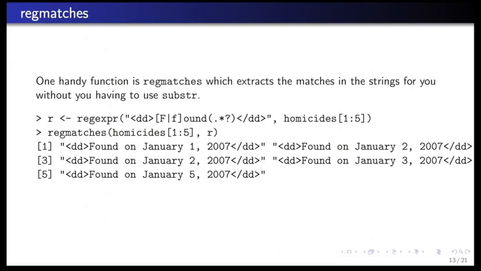Here I'm just using the first 5 elements, and I take the output from regexpr and just pass it to regmatches. And now it automatically extracts out the strings that I wanted. Okay, so that's a much more efficient way. Well, I don't know if it's much more, but it's a somewhat more efficient way to extract the matches that you want without having to call substr on every single thing. All right, and we'll come back to this handy function later.